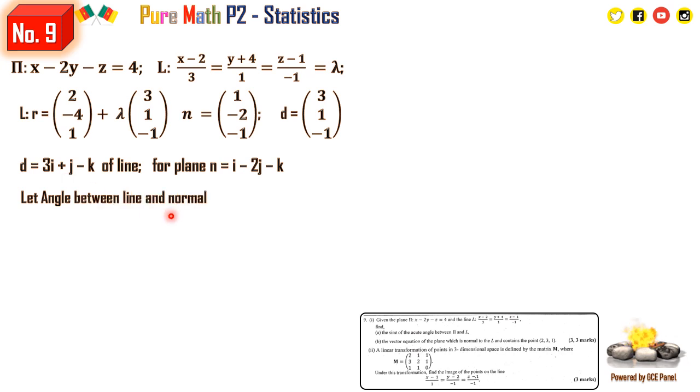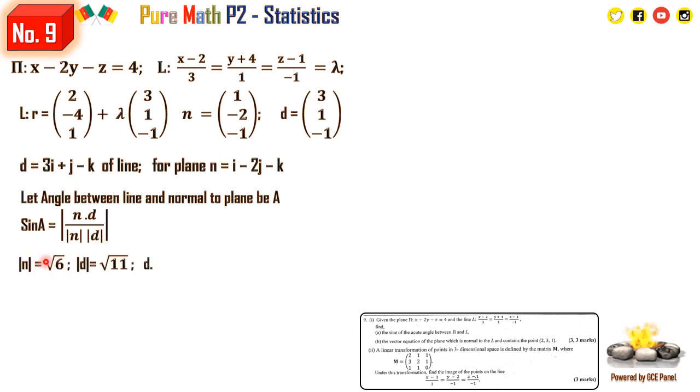So let the angle between the line and the normal to the plane be A. From here, sine A is the absolute value of the dot product of the line's direction and the normal to the plane, all over the product of the magnitudes. For the normal to the plane, the modulus is root 6. For the direction of the line, the modulus is root 11. The dot product of n and d is 2. Therefore, the sine of the angle is the absolute value of 2 over root 6 times root 11.